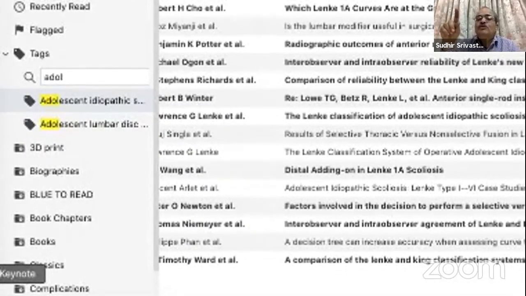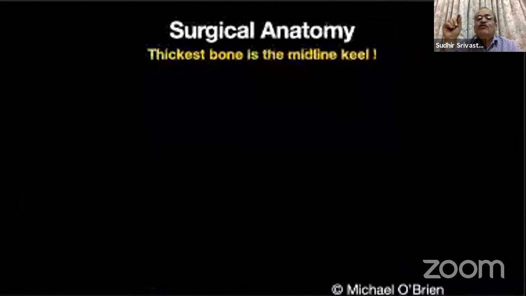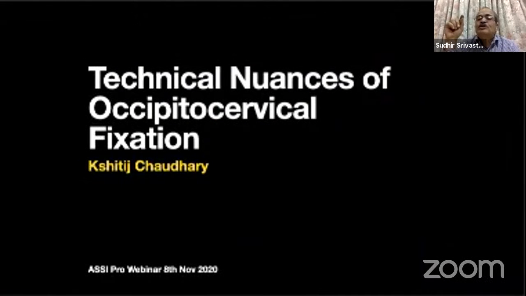Yes, Sudhir sir. In some of your cases, where you have gone to zone 1, I have a fear of violating the occiput-C1 joint. I think that is one thing we should be careful about. That is the only thing which I would like to mention. Yes. In fact, it's a very interesting point.